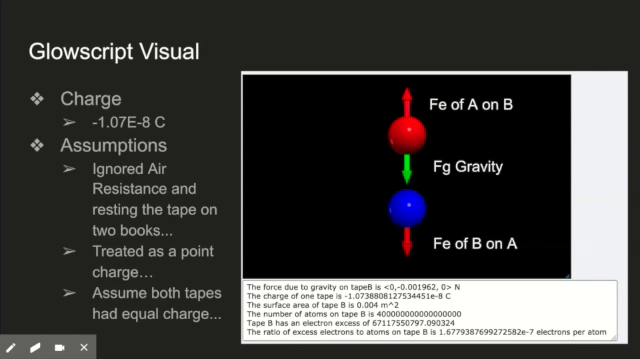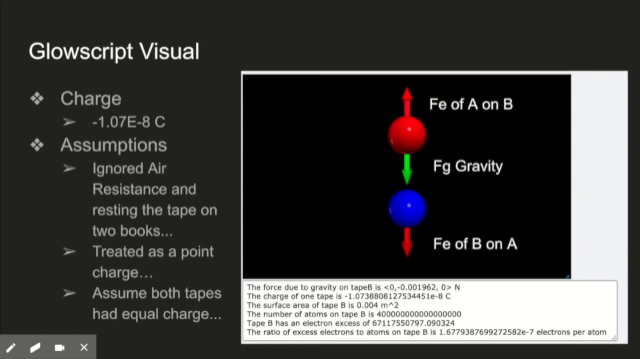tape B on A. The charge that I got from GlowScript on tape B was negative 1.07 times 10 to the negative 8 coulombs, which is pretty close to my hand calculations of negative 1.1 times 10 to the negative 8. So some assumptions that I made while using GlowScript were that I ignored air resistance and resting tape B on the two books on each side. And I also should have included on here that tape A had the force due to my hand pushing up, which would be equal to the electric force.